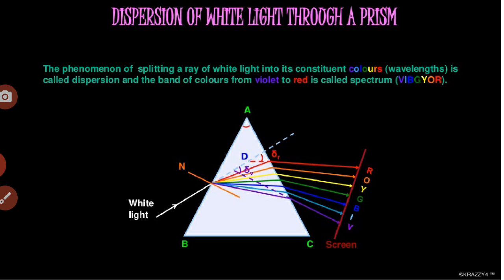Different colors of light bend through different angles with respect to the incident ray as they pass through a prism. The red light bends the least while the violet bends the most. Thus the ray of each color emerges along a different path and becomes distinct. It is the band of distinct colors that we see in the spectrum.